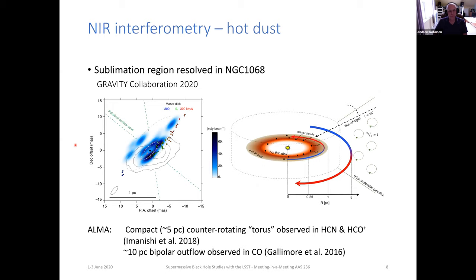Near-infrared interferometry observations also support the idea that there is a hot dust inner region. So this slide shows some results from a recent paper from the GRAVITY Collaboration. The panel on the left is a reconstructed image from the interferometry observations, which shows what's interpreted as a thin disk of hot dust, which appears to be associated with the water masers that are also observed in the nucleus of NGC 1068.